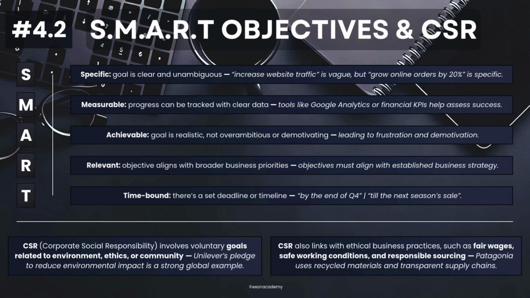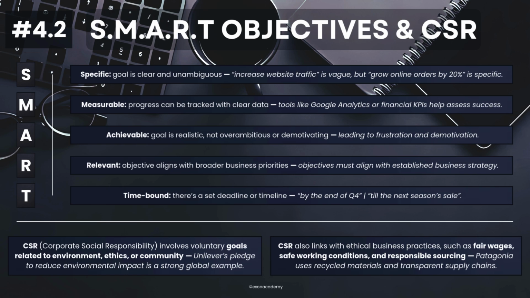Goals should have a clear deadline, like by the end of the quarter or before the product launch. Now, let's come back to CSR, corporate social responsibility. This is when a business voluntarily sets goals to help society or protect the planet, even if those goals don't necessarily bring quick profits. For example, Unilever has promised to cut its environmental impact by half by 2030. That's a big CSR goal that matches its brand image.